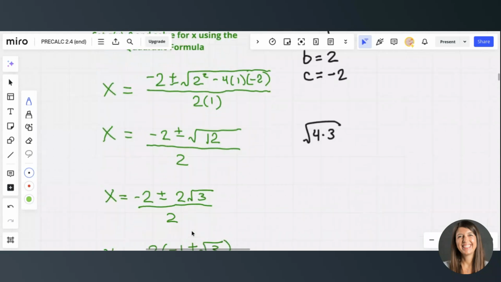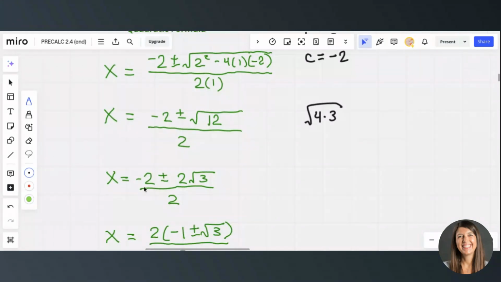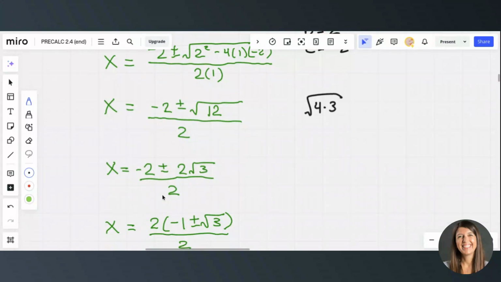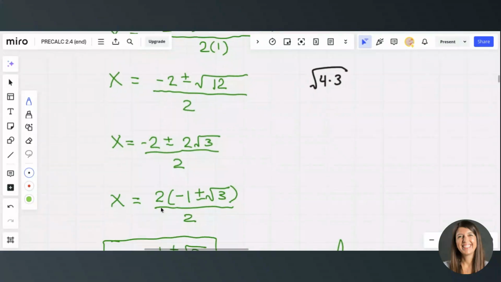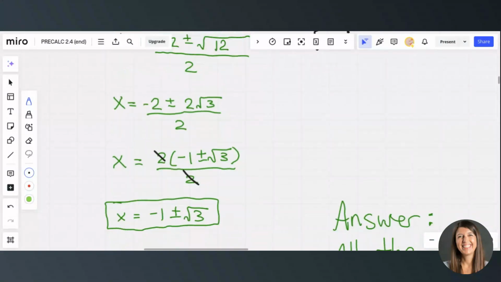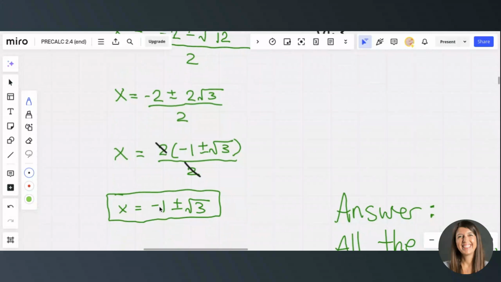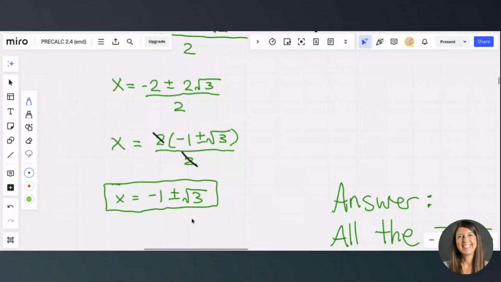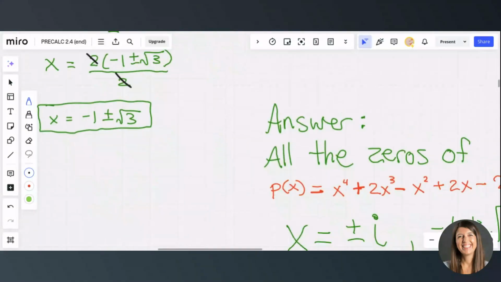Okay, you following along? And then if I look at this numerator, I can factor out a 2. Remember, the 2 in the denominator is all under the whole numerator, not just one of the terms. So we need to factor out that 2 in the top, and then we can cross out our 2's. Now we can cross out factors. So x is negative 1 plus or minus the square root of 3. All right?